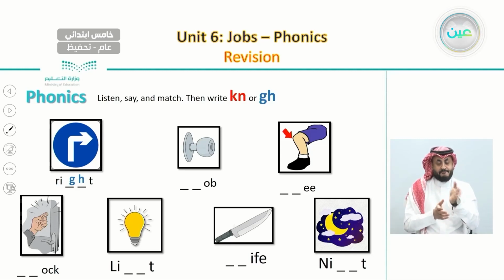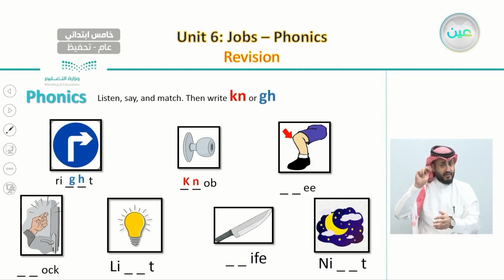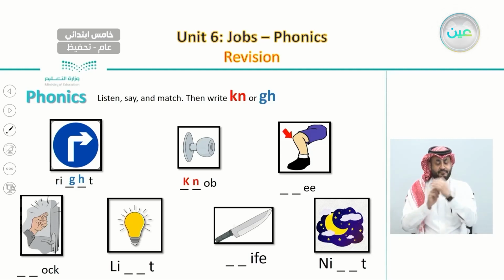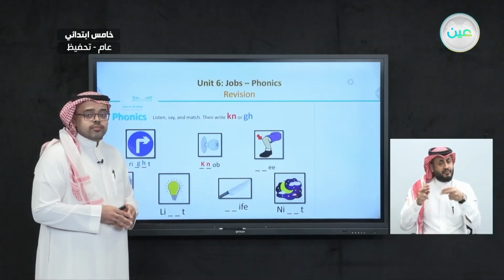And also with the other word we have here, which is knob, a doorknob. As you can see here is an example of a word where we write K-N-O-B, and we only say N-O-B, like knob. So the K here is silent. So we write K, but we don't pronounce it.